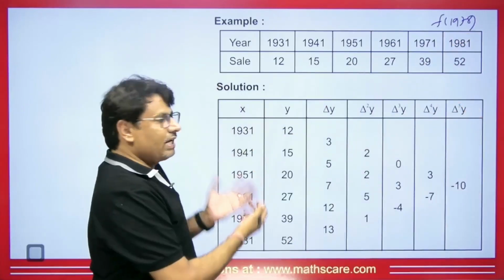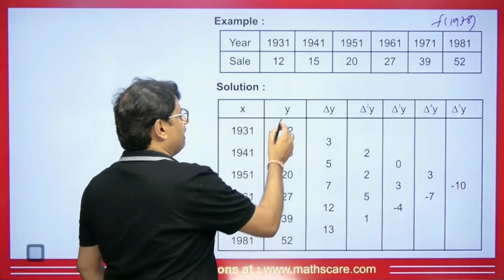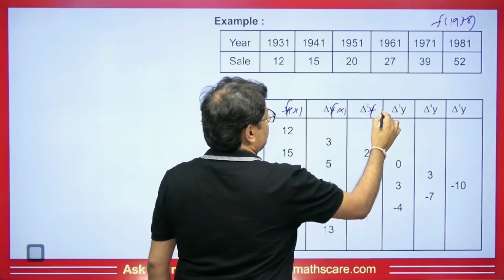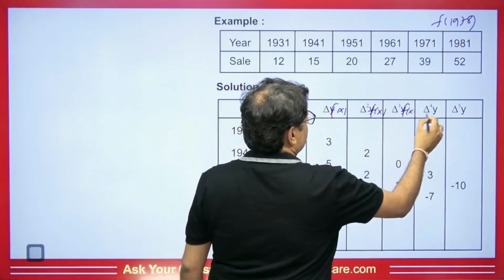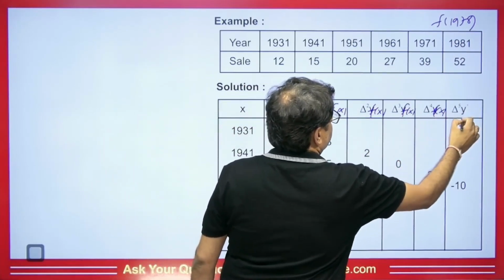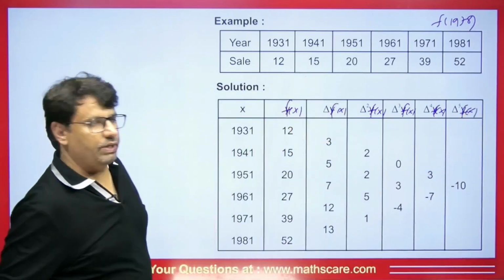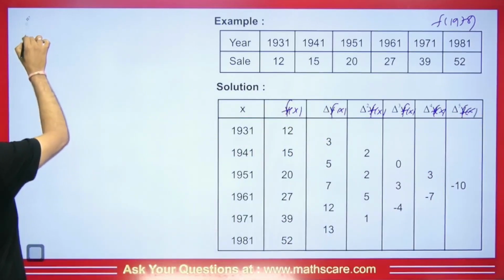Well, I taught you how to make a table. This is x and here I will take fx. You can take fx; this I have taken as y. It's fine. This will be our fx. Now we'll use the Newton backward formula here. So what is the Newton backward formula?